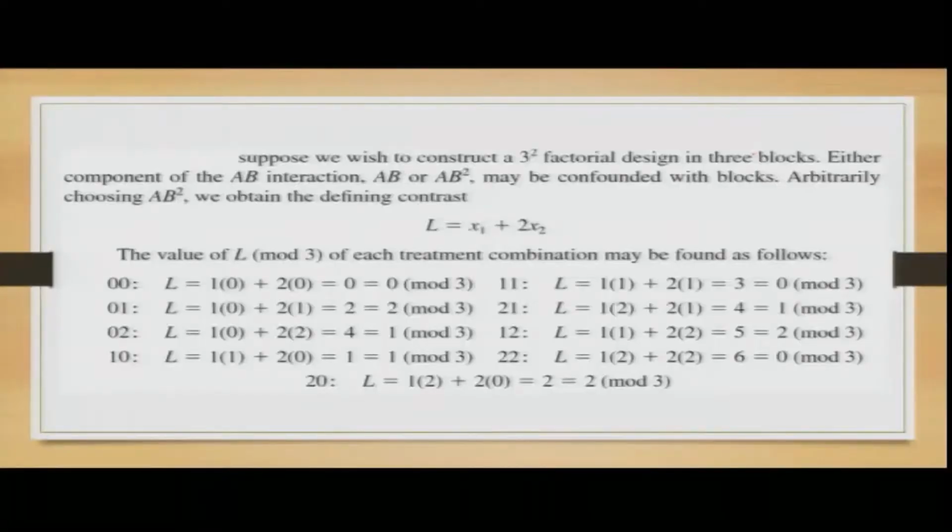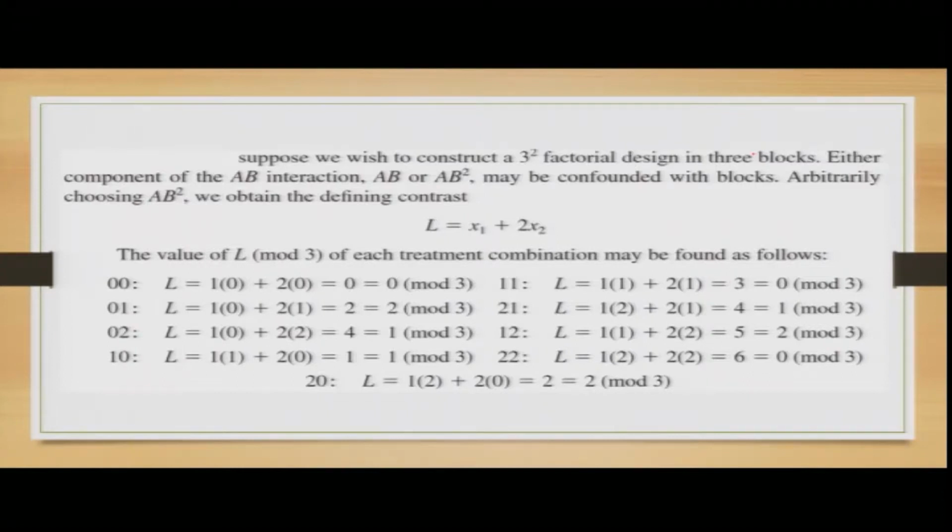Suppose we wish to construct a 3 to the power 2 factorial design in 3 blocks. Either component of the AB interaction, AB or AB square, or it can be A square B, may be confounded with these blocks. So, arbitrarily choose AB square; it could have been A square B also. The combinations are x1 plus 2x2, and basically the factors could be 2x1 plus x2 also, depending on the combinations we are going to take.